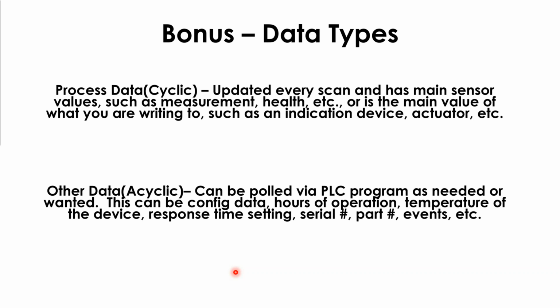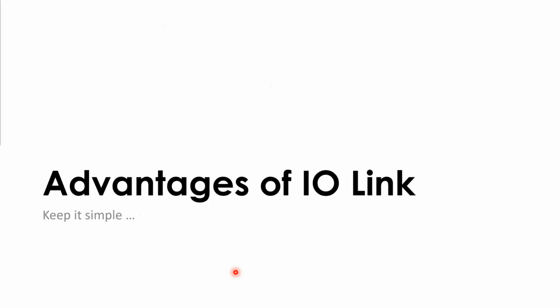be sending that valve. Other types of data, which we call acyclic, which is going to be you go poll for it on a timed basis, or if some event happens, you can go ask for specific things. This is some of the configuration data, like what mode is my laser measurement sensor in? Is my output set up for NPN or PNP? How many hours of operation have we been going? You can even get down to the part number or the serial number of the device. And so those are things you go ask for as you want them or need them. But the process data is going to be going every scan.